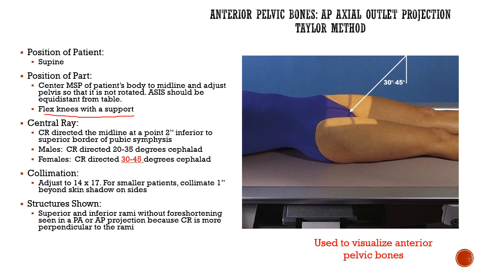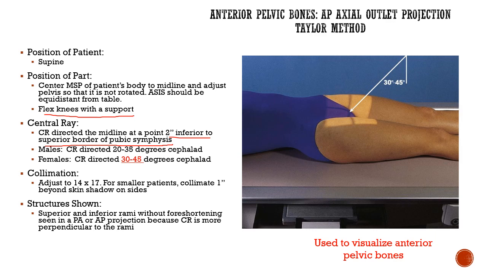We want to center the midline to a point 2 inches inferior to the superior border of the pubic symphysis. For males, we're going to direct the central ray 20 to 35 degrees cephalad. For females, we're going to direct the central ray 30 to 45 degrees. So if you just go halfway in the middle between the two, we just go with 35.